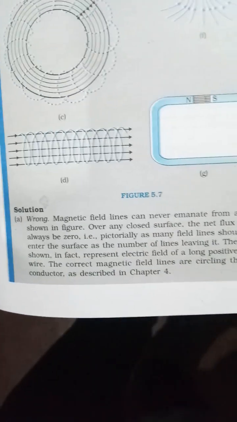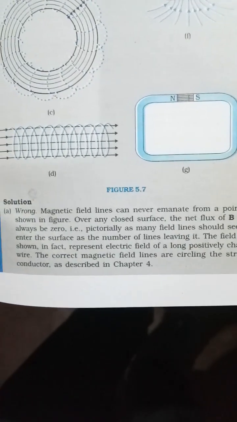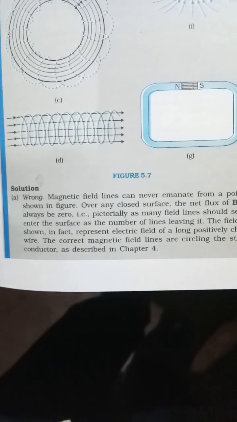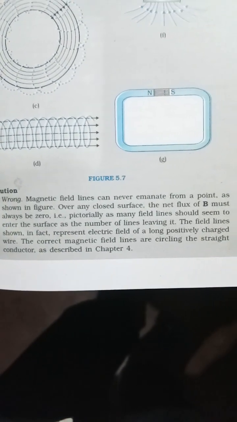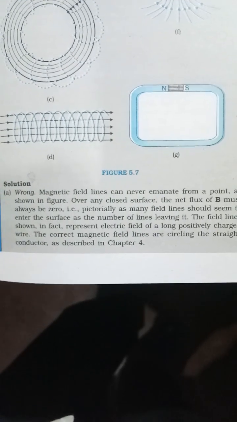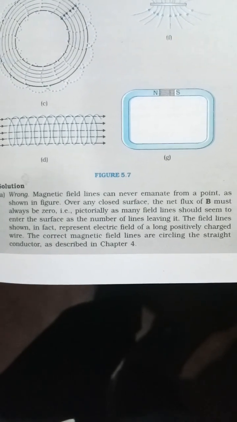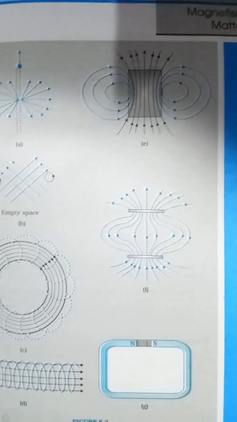Wrong. Magnetic field lines can never emanate from a point as shown in the figure. Over any closed surface, the net flux of B must always be zero. Pictorially, as many field lines should enter the surface as the number of lines leaving it. The field lines shown in fact represent the electric field of a long positively charged wire. The correct magnetic field lines are circling the straight conductor, as described in chapter 4, Magnetism and Matter, of physics plus 2 level.